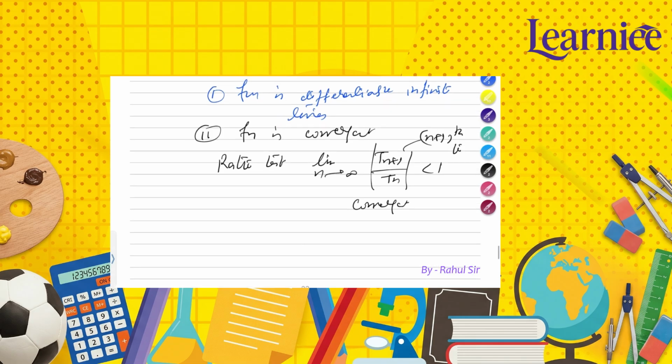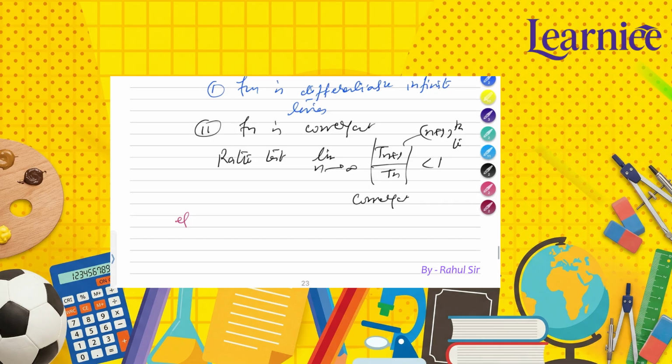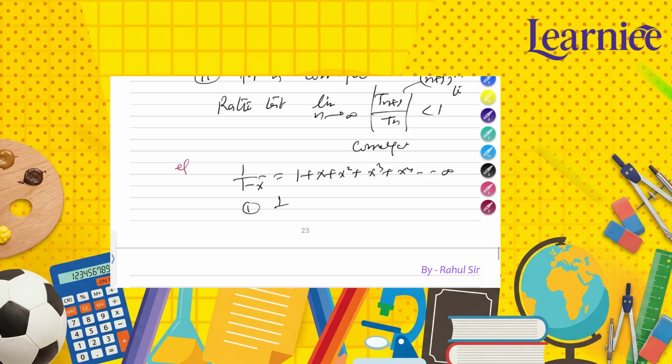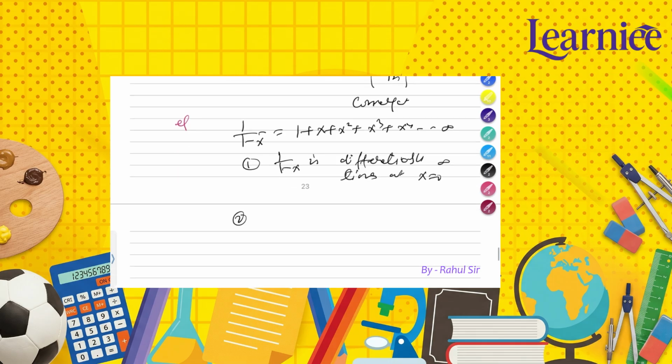For example, let's say 1 upon 1 minus x. 1 upon 1 minus x is a well known geometric series. We know it can be written as 1 plus x plus x square plus x cube plus x to the power 4 up to infinity. Why are we able to write this function as this power series? Because first of all, this function is differentiable infinite times at x equal to 0. That is the first thing. And the second thing is this series is convergent.